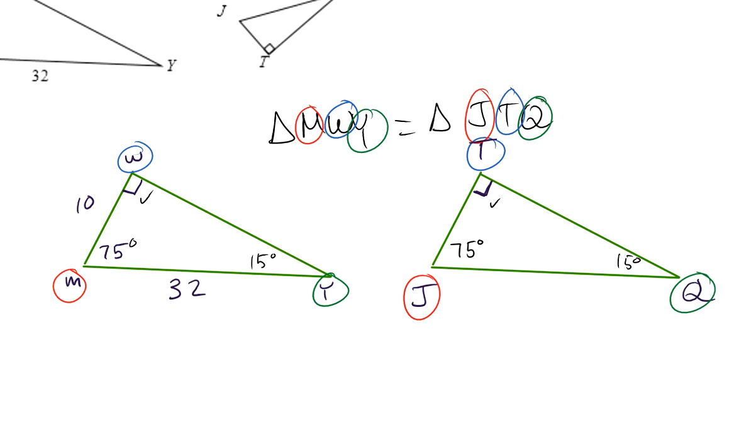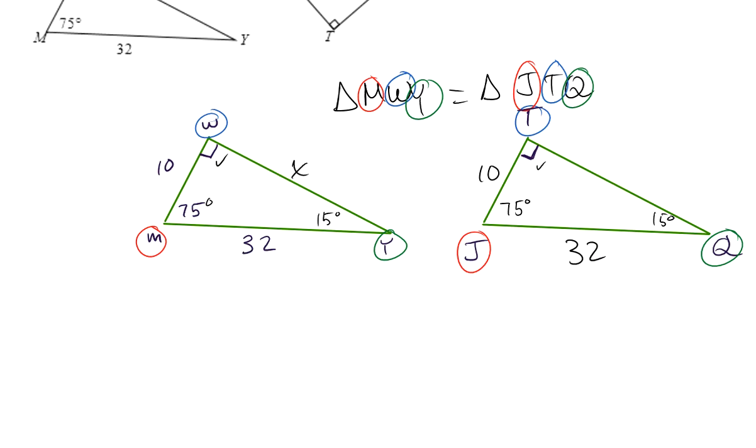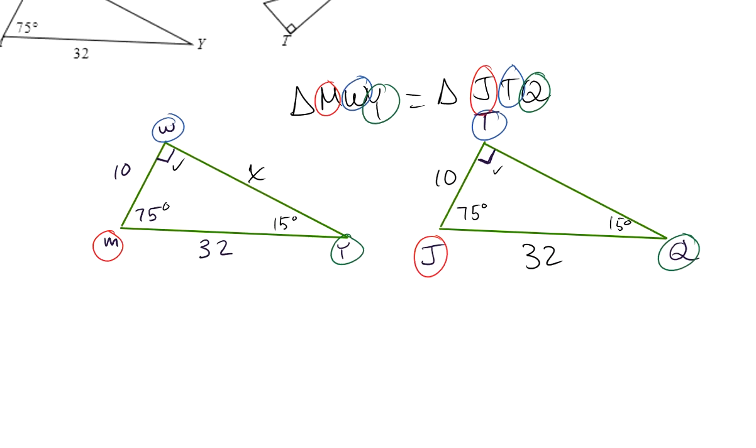And since the triangles are congruent, their parts have to be congruent. So I know that this has to be 32 units long. This has to be 10 units long. And because they're right triangles, we can calculate this side. For convenience, I'm going to call it X. And it's going to be the same in both triangles. So I'll just find it in triangle MWY.